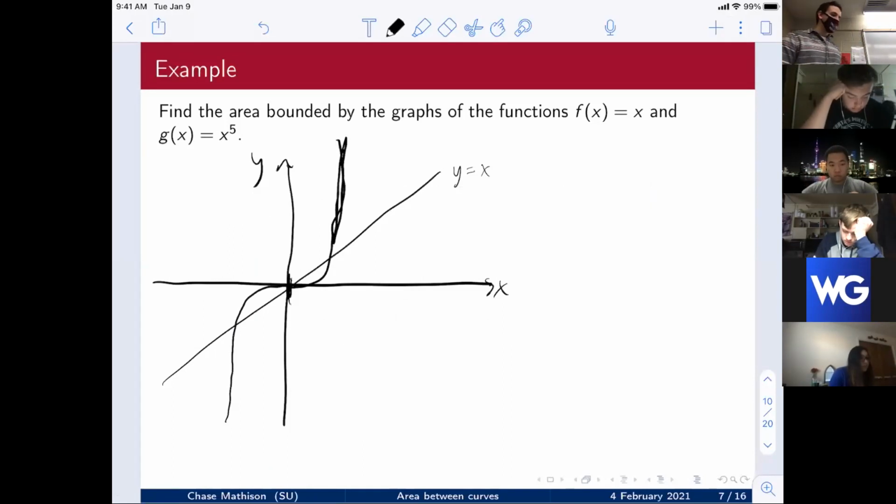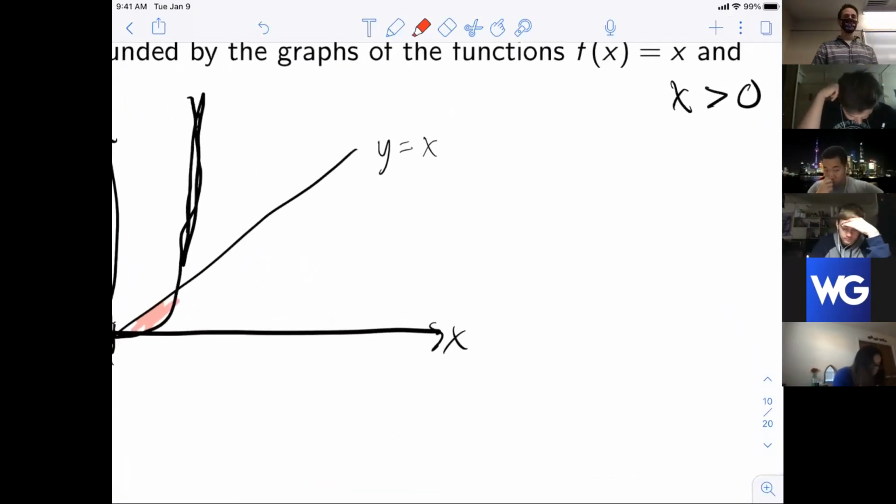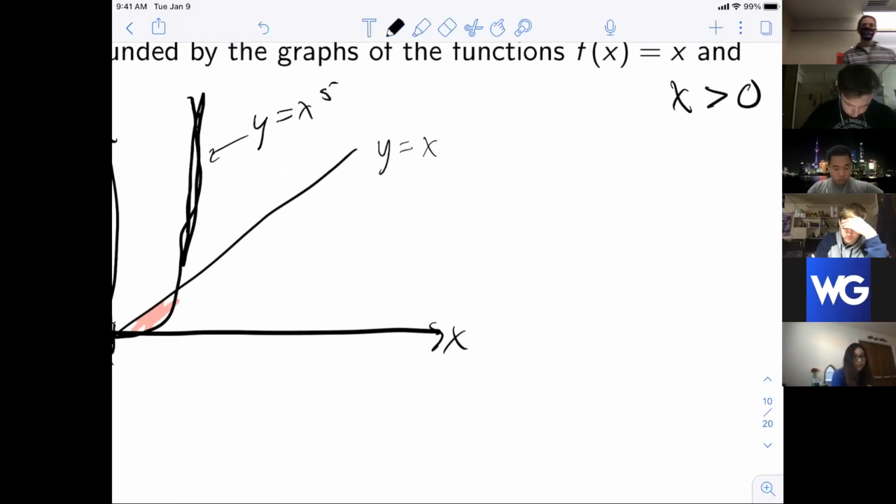So I should have added, I only want this for x greater than 0. I forgot to add that part, because if I didn't add that, then the area would be 0. This positive area would cancel with this negative area. So we're going to forget about that negative area, and we're only going to zoom in on that part of the graph. So this is y equals x to the fifth, a rough sketch. Then what's the area between those two things?